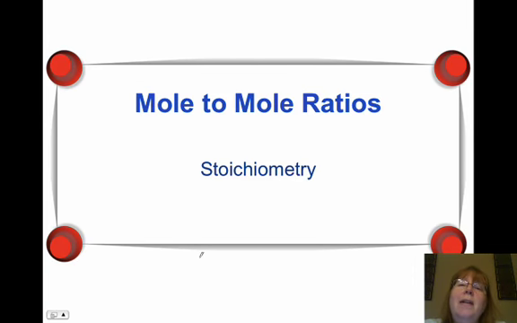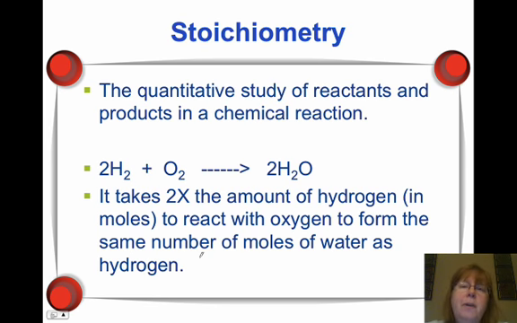Hi, we are going to be looking at balanced equations and look at how we can use mole-to-mole ratios to predict how much product can form or how much reactants need to react with one another. This is called stoichiometry. And you've heard me say the word before, but I don't know that we've really clearly defined it. Now we're looking at the quantitative study of reactants and products in a chemical reaction.